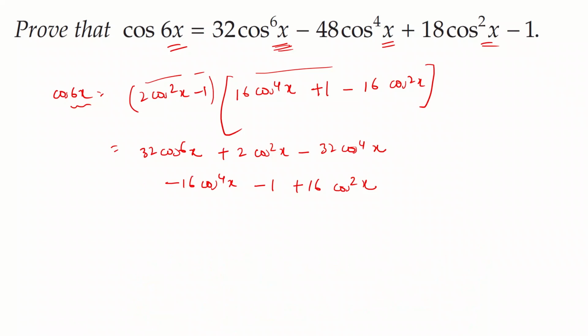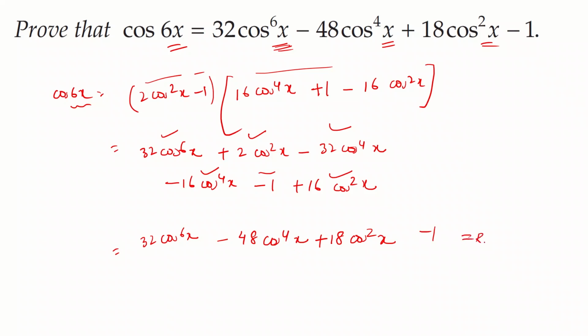Now just a bit of simplification. 32 cos to the power of 6x remains as it is. Plus 2 cos square x and plus 16 cos square x gives us plus 18 cos square x, and minus 32 cos to the power of 4x and minus 16 cos to the power of 4x gives us minus 48 cos to the power of 4x, and lastly we are left with a minus 1, which is actually the right hand side, and we are done.